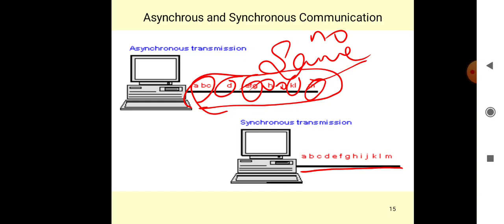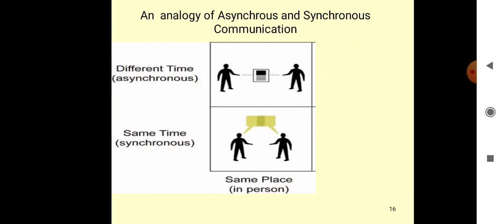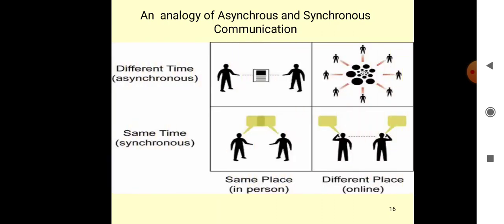If you have the same information, that can be transmitted in an orderly manner and in an unorderly manner. So different time, we call it asynchronous, same time, we call it synchronous. Same place in person, different place online. So what makes the difference here is different time zones. If it is different time, we call it asynchronous, same time it is termed as synchronous. Same place in person, different place online.